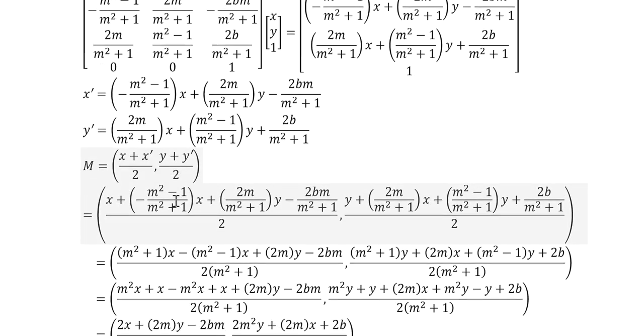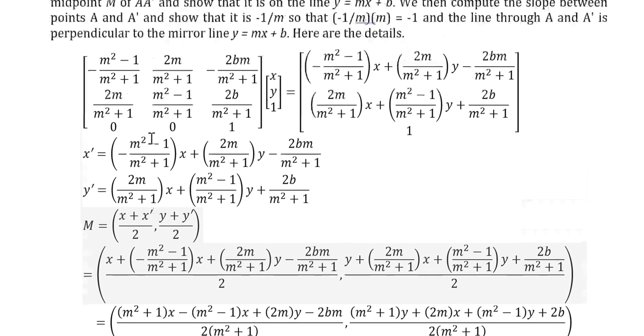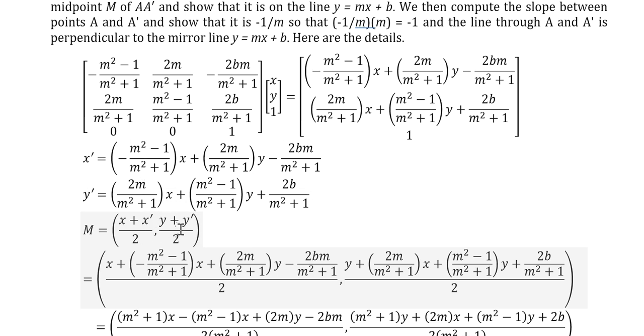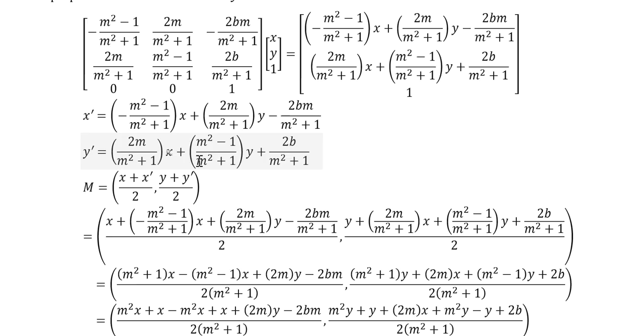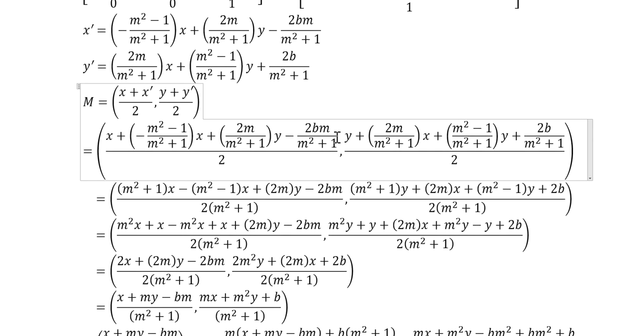So what's the midpoint? We take x plus x prime divided by 2 for the x coordinate, and y plus y prime divided by 2. So here we go. It's a lot of tedious symbols, but it's a straightforward idea. You just take x plus this term right here. There it is. Divide by 2. And you take y plus this one, divided by 2. Now what we need to show is that this is on the line y equals mx plus b. We got fractions inside of fractions, so in both fractions here, I multiplied top and bottom by m squared plus 1.